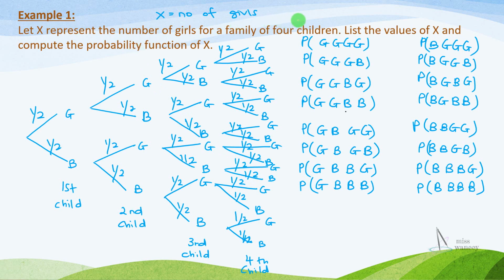Okay, so now let us calculate the probability of girl, girl, girl, girl. Since this is P of G, G, G, G, you have to multiply along the branch. So 1/2, 1/2, 1/2, 1/2, which is simply equal to 1/16. G, G, G, B: again, multiply along the branch and we get the same thing, 1/16. Multiply along the branch, 1/16, and in fact, everything is 1/16.